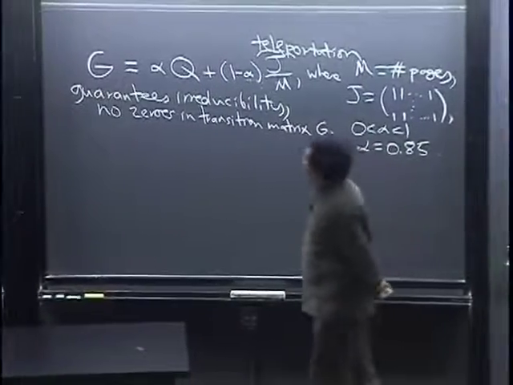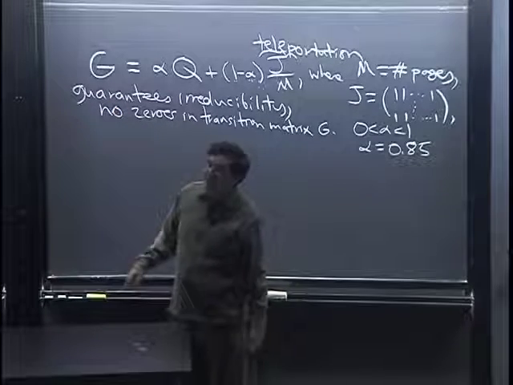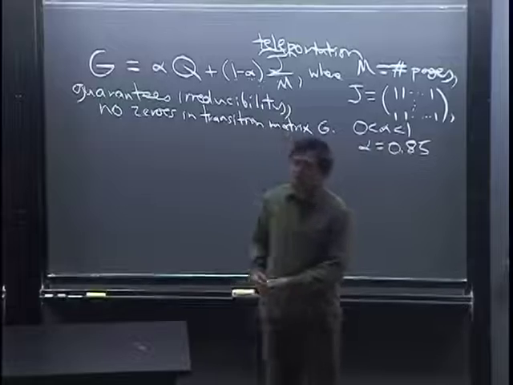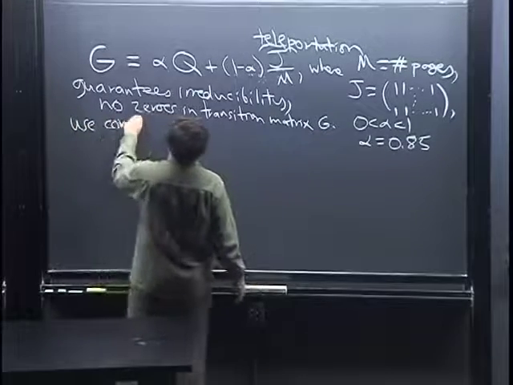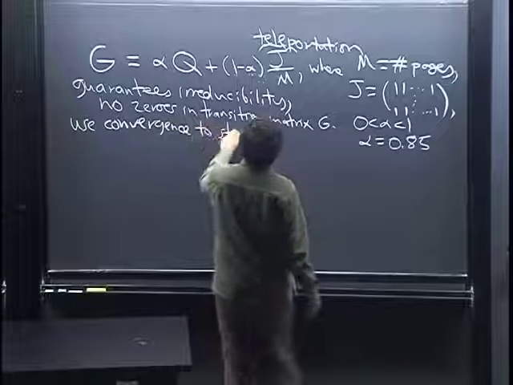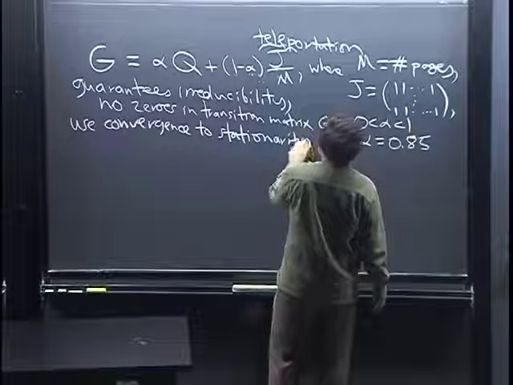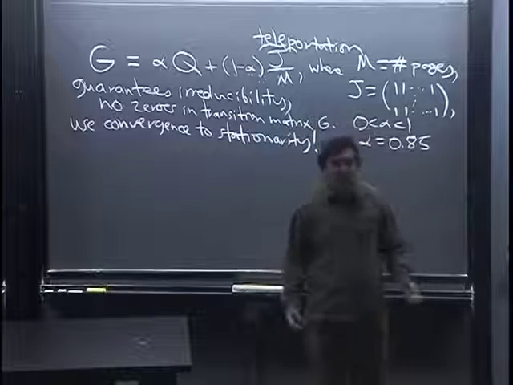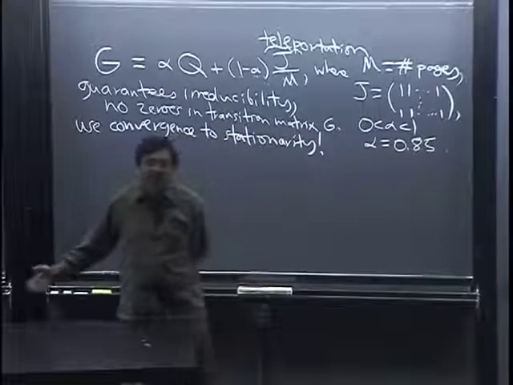So the idea for computation is to use the fact that the chain converges to the stationary distribution. So you use convergence to stationarity to actually solve it. We don't need to solve it exactly, right? All we really need is an approximate solution to this.